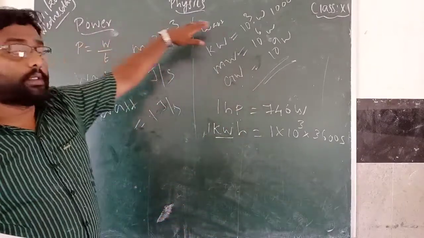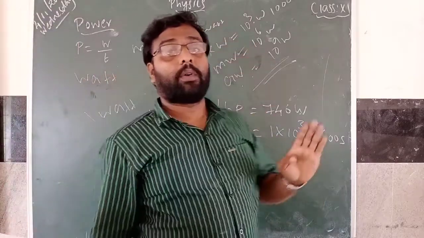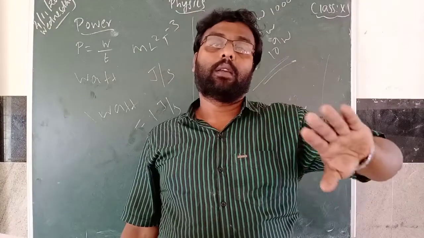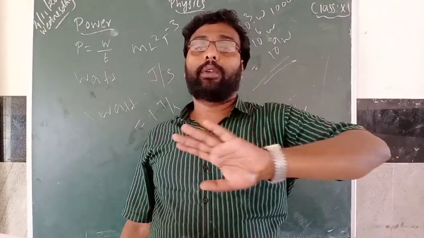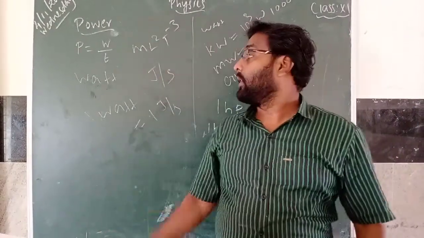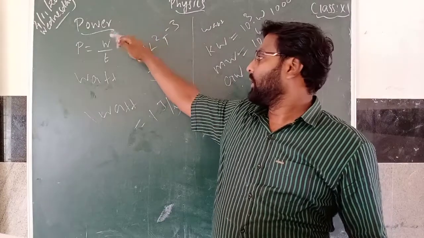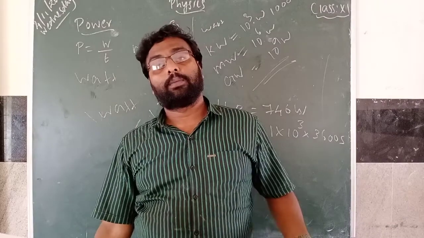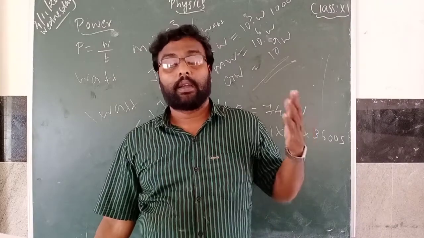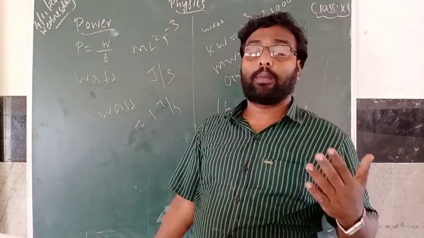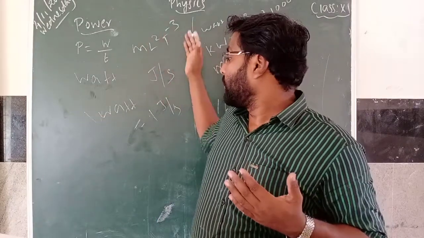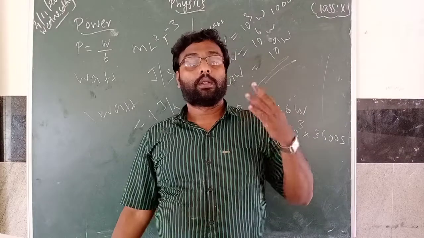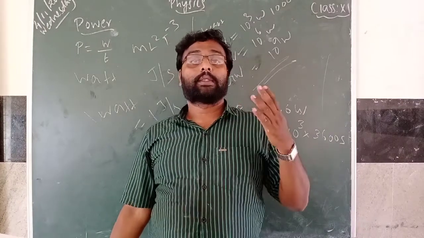So this is all about power. First, power. Power means what? Just how fast or slow you completed the work. Then the formula. Power formula is work done by time taken. Average power definition is the ratio of the work done by the time taken. Then how can we define 1 watt? Joule per second. Power is a scalar quantity.